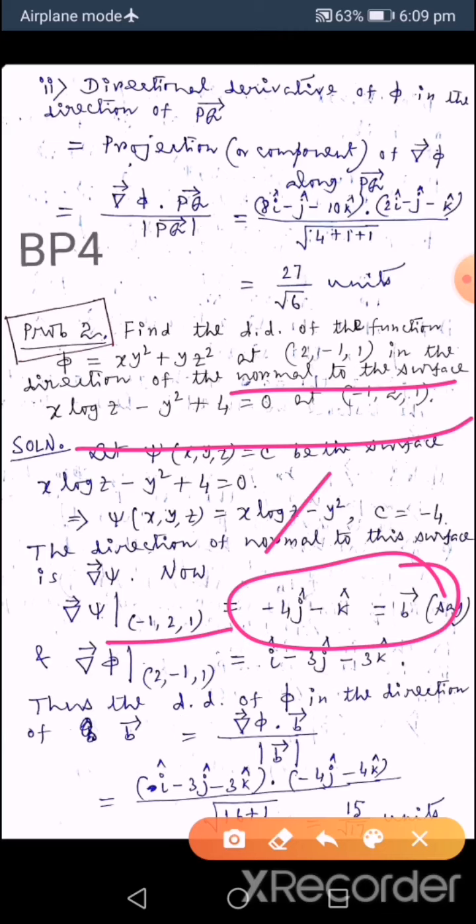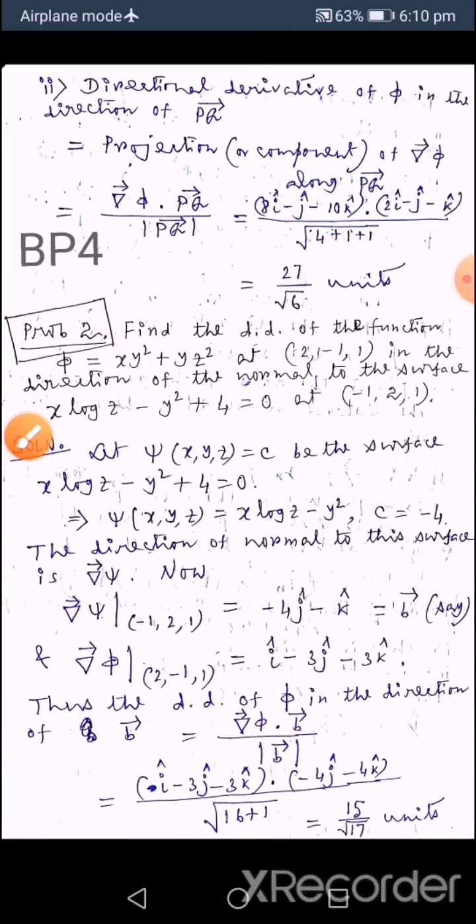and grad phi at (2, minus 1, 1) equal to i minus 3j minus 3k. Therefore, the directional derivative of phi in the direction of del psi, that is b, equals del phi dot b divided by mod b. So putting del phi and b, we got 15 by root 17 units.